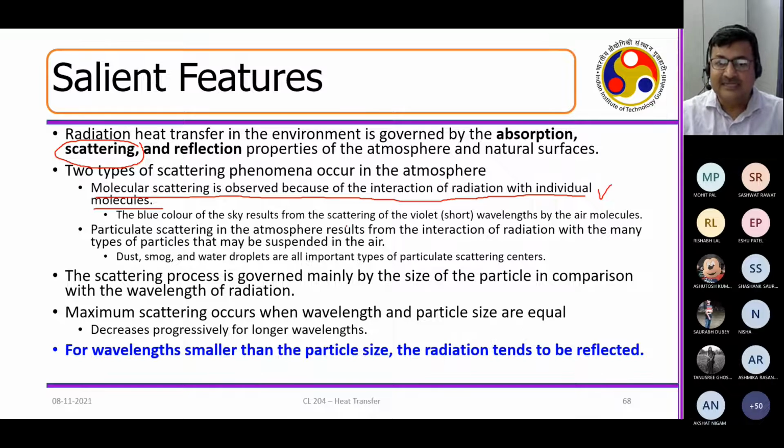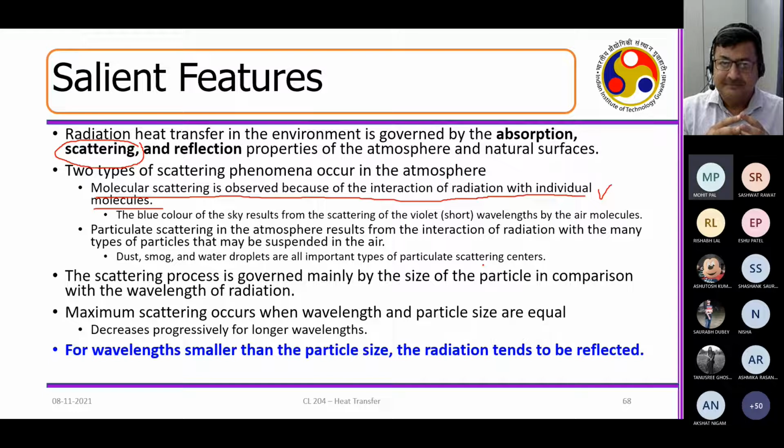Now, particulate scattering in the atmosphere results from the interaction of the radiation with many types of particles that may be suspended in air: dust, smog, and all these things. So when the electromagnetic radiation is interacting with the material, what it is leaving out is called scattering. This is different from reflection and transmission, because those are associated with the ray going as is, without interacting with the surface.